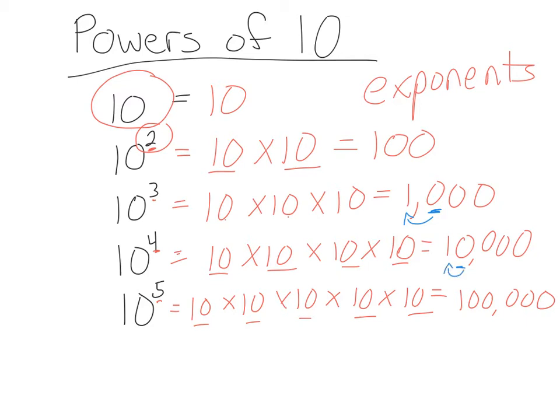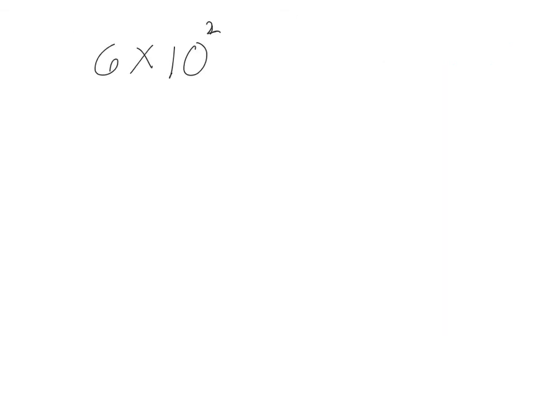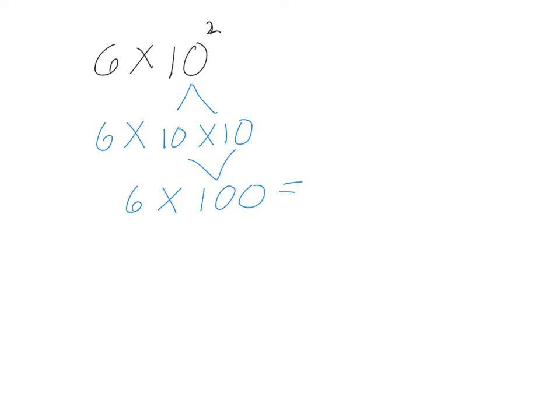So let's see what happens when we have other numbers thrown in. If we wanted to do 6 times 10 to the second power, remember 10 to the second power is just like having 10 times 10. So it's really essentially saying 6 times 10 times 10. And so we can break that down knowing that 10 times 10 is 100. And so we are doing 6 times 100, which would be 600.